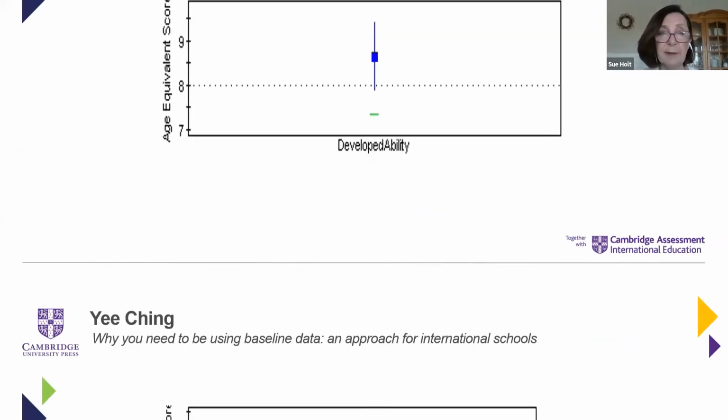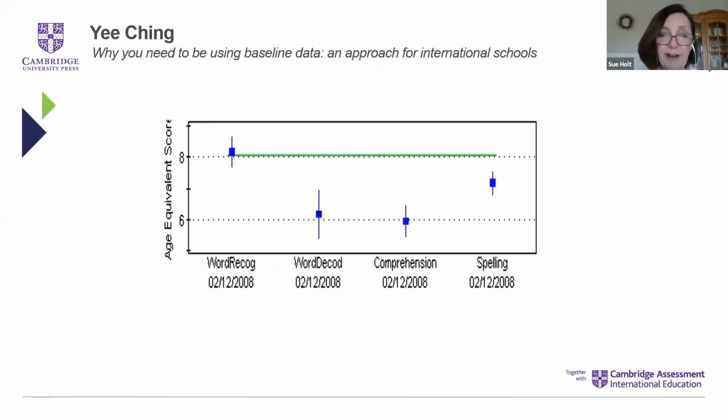Yi Ching had very poor word decoding and also poor comprehension. You can see that his word recognition is about what you would expect for a child of his age. He was 8 years old, as you can see from the green line showing his age, but his word decoding and comprehension were lower.